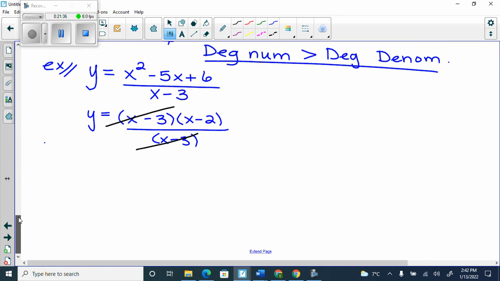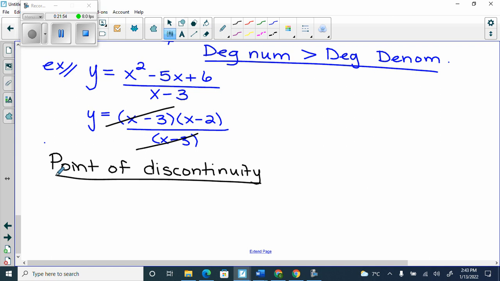We agree? So the moment that something cancels off, you have a point of discontinuity. Jump discontinuity is when it splits, but we call this a point of discontinuity. A point of discontinuity needs to be a point, a coordinate, correct? We know what the x is. What's the x of this coordinate? 3. It's whatever I crossed off, right? So the x is 3.